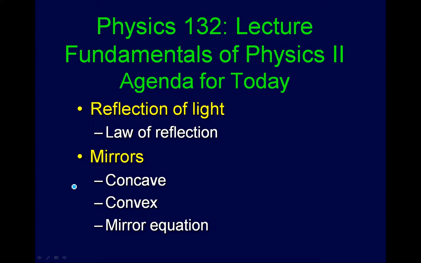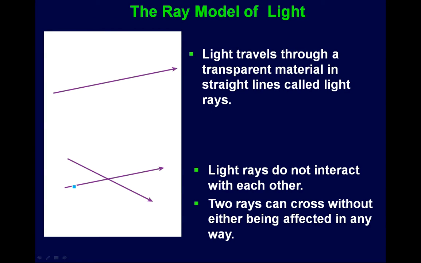So we move on to the topic of optics, and optics is the study of the behavior of light. So we're going to spend a couple lectures talking about the behavior of light. And so the first thing, we're going to be using what's called the ray model of light. And so in this case, light travels through a transparent material in straight lines called light rays.